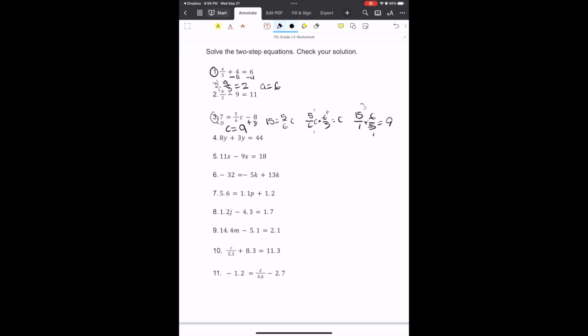Oh yeah, my apologies guys, I may have made a little goof. 6 times 6 is 18, not 9. That was a little silly of me. So the answer is c is equal to 18.